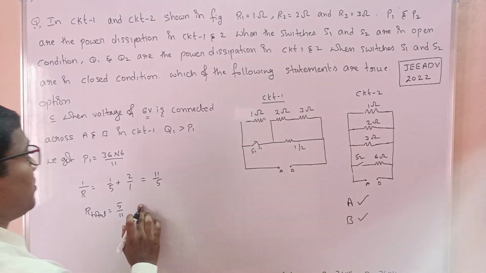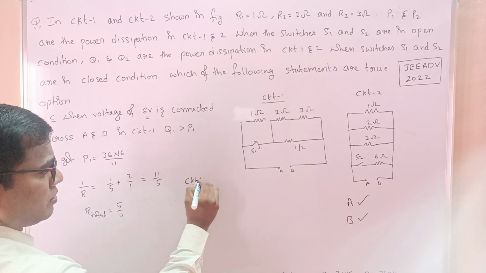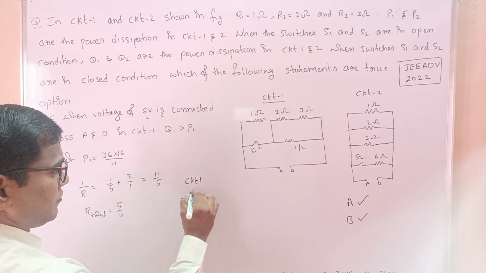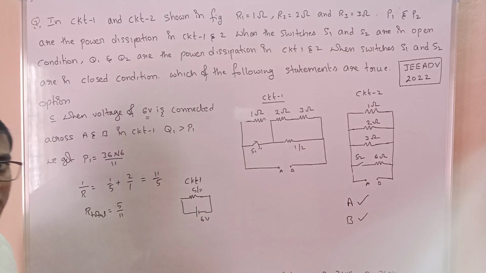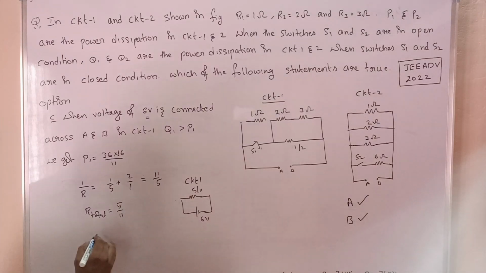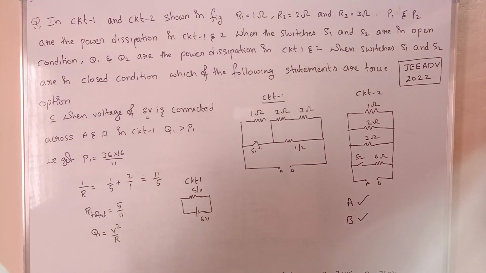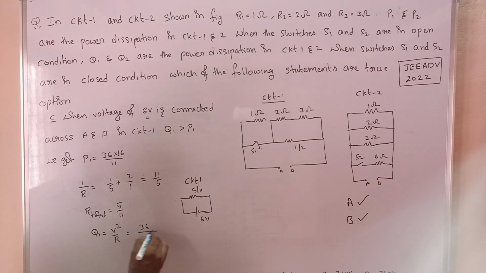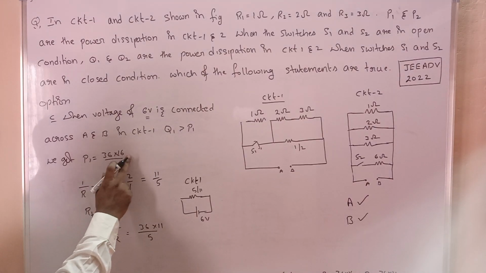Again, how much potential is applied? 6 volt potential is applied. So in circuit 1, the resistance is 5 by 11 and the potential is 6 volt. Now he is asking power, so the power will be Q1. Q1 is equal to V square by R, which is 36 by 5 by 11. So Q1 is 36 into 11 by 5. And P1 we got is 36 into 16 by 11.